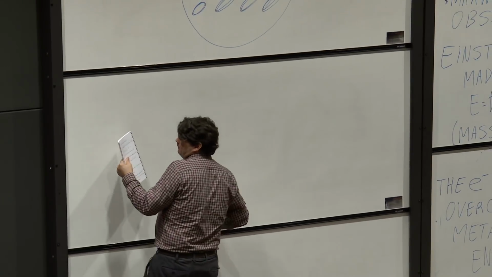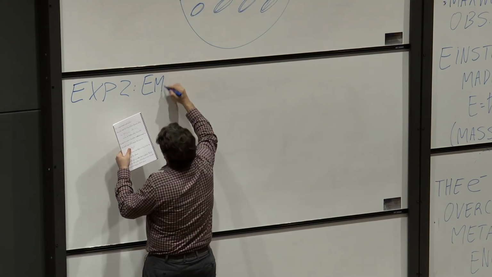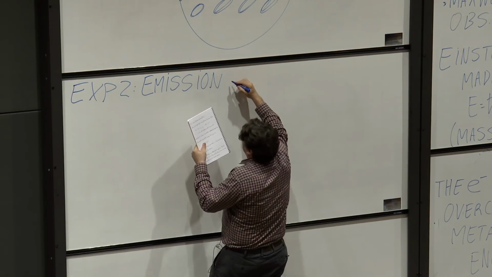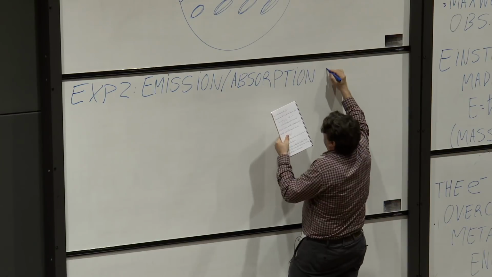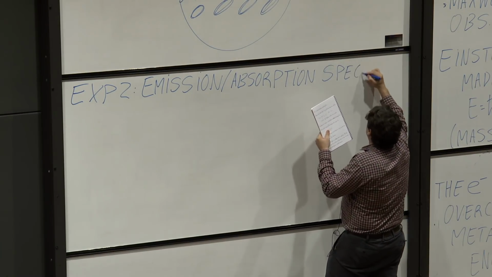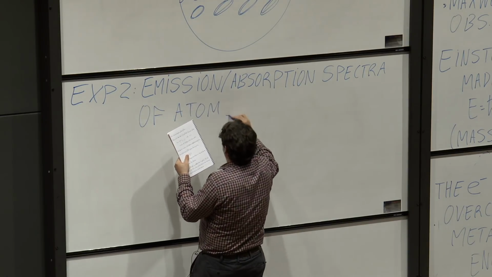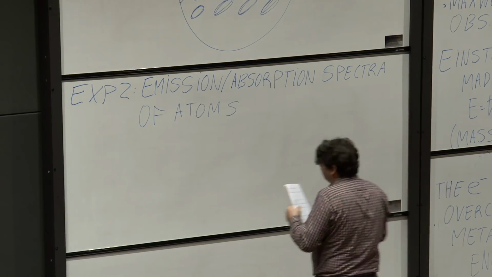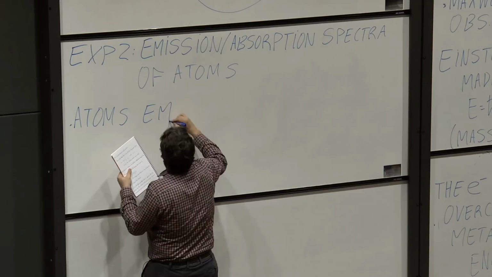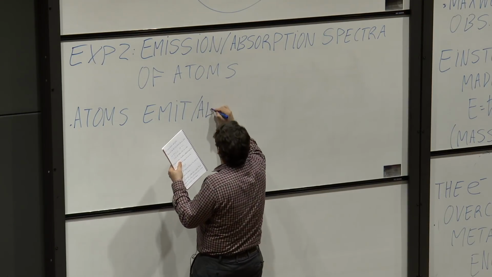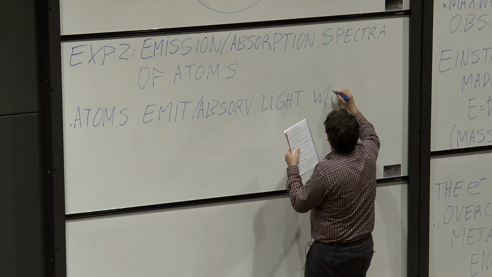So the second experiment, experiment two, is about emission and absorption spectra of atoms. Atoms have this very curious feature, and it's the fact that they emit and absorb light with very particular frequencies.